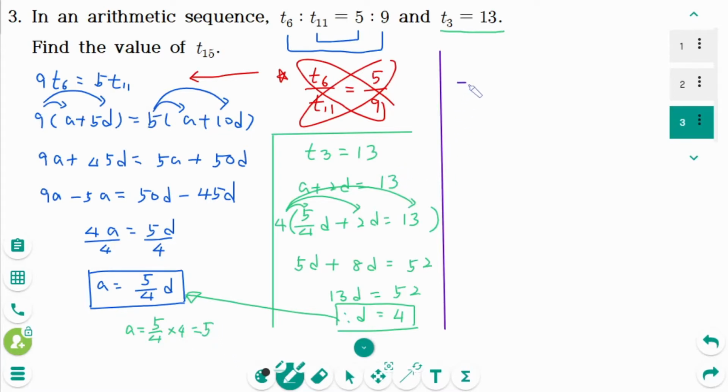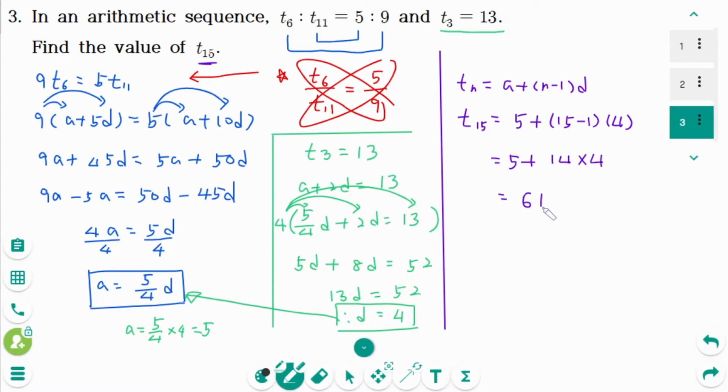The general term Tn equals A plus n minus 1 D. Now n equals 15. Then A is 5 plus n minus 1 times D, which is 4. So 5 plus 14 times 4, which is 61. So the 15th term is 61.